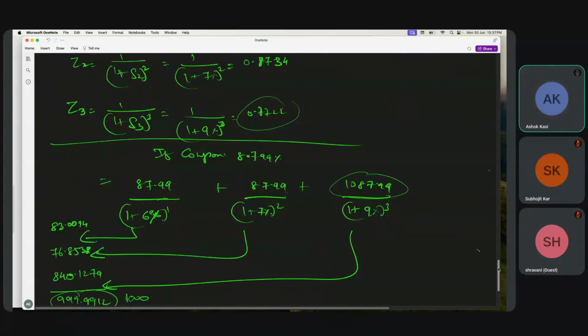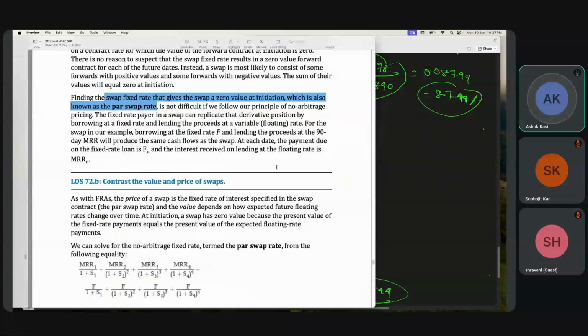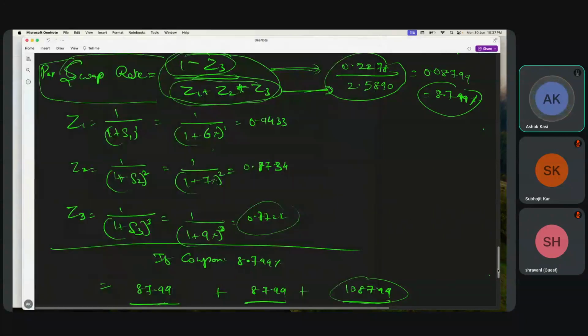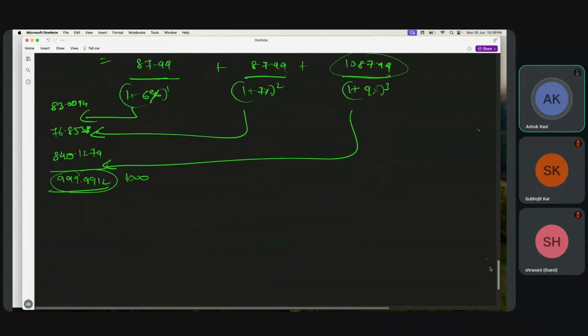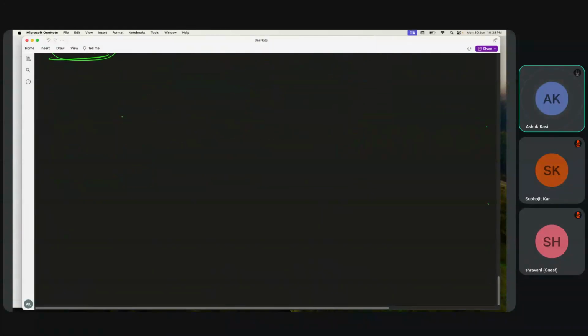That is why it is called the par rate. And why are we finding it out here? Remember we learned interest rate swaps. In interest rate swaps, two companies are involved. You pay the fixed rate and you receive the floating rate.